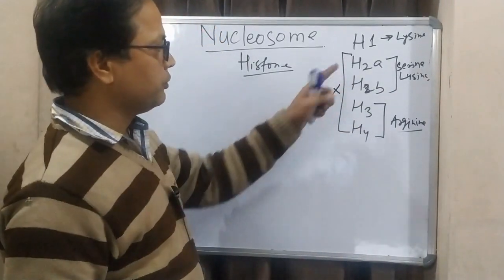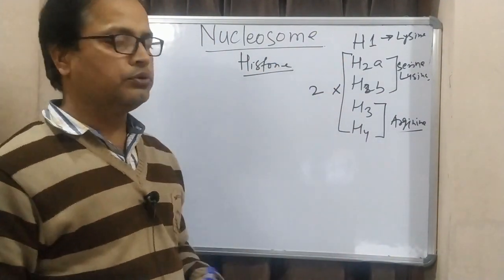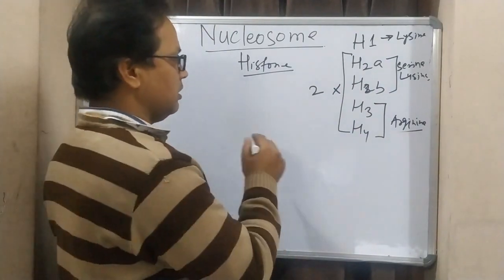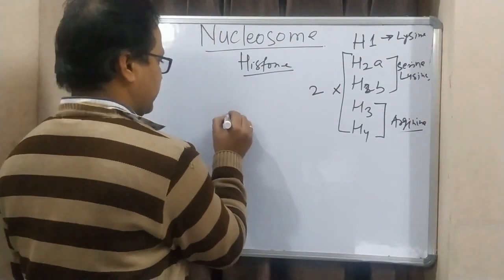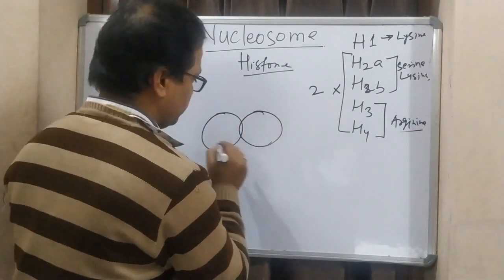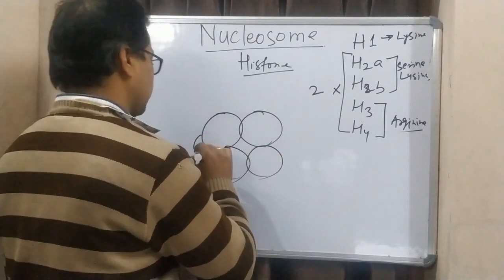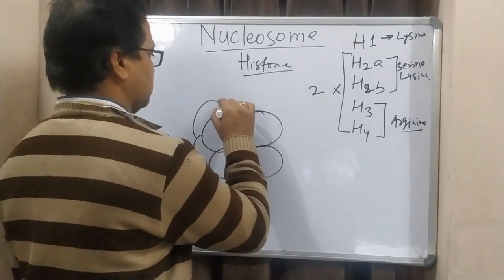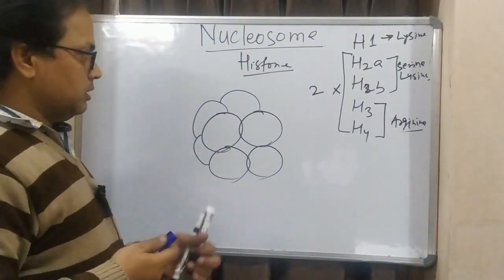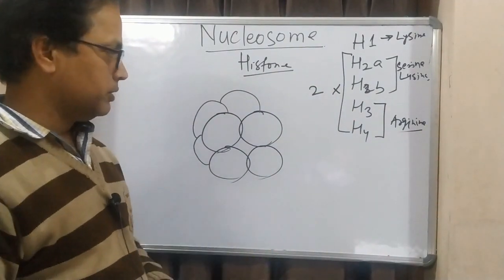are 2 in number. So 4 proteins, 2 in number means 8 proteins. 2H2A, 2H2B, 2H3 and 2H4 is going to form a complex called an octamer. So we are having 1 protein, 2, 3, 4, 5, 6, 7 and 1 is behind that one, which we are not seeing. So this 2H2A, 2H2B, 2H3, 2H4 forms the histone octamer.